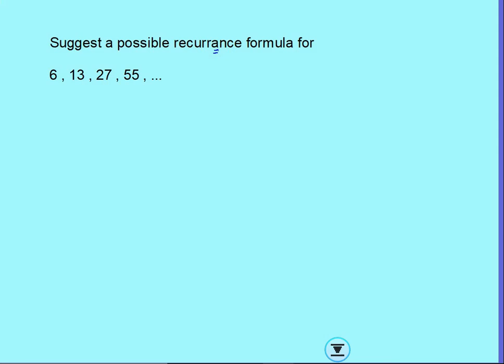hard to write an nth term, because you can see here the difference is 7, but now it's not. So the recurrence is much easier. So hopefully you've seen that to get from one term to the next, I have to multiply it by 2 and then add 1. So to get to the next term, I have to take the previous term, times it by 2, and add 1.